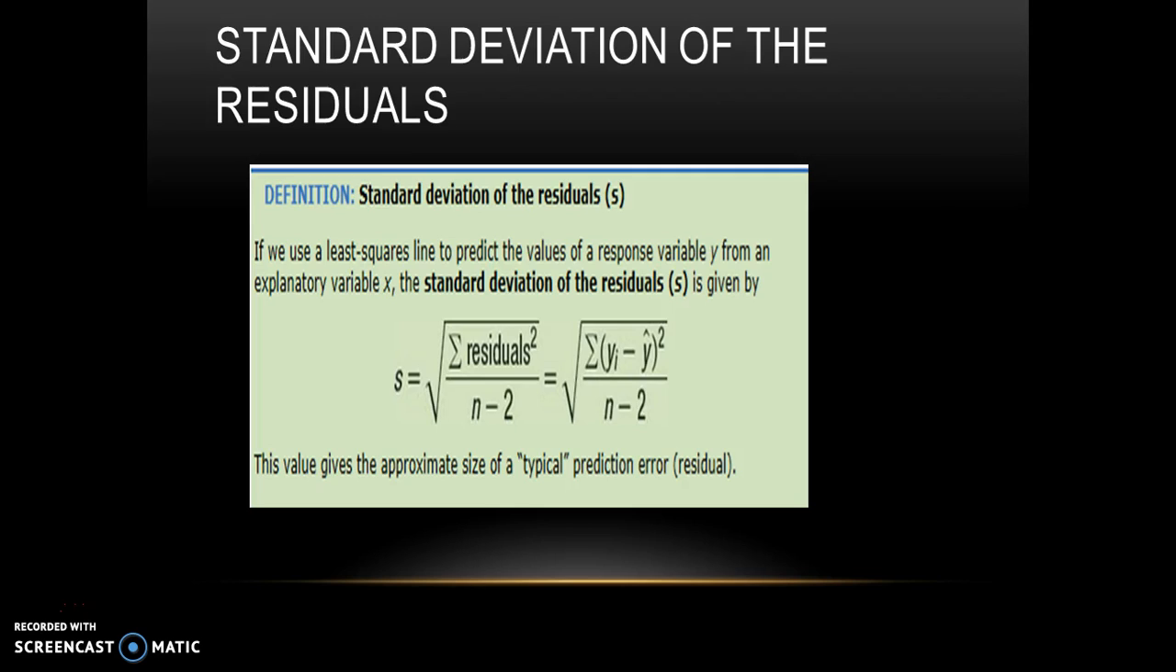The standard deviation of the residuals gives us a value. This value gives the approximate size of the typical prediction error. So how far are you typically away from your actual value?